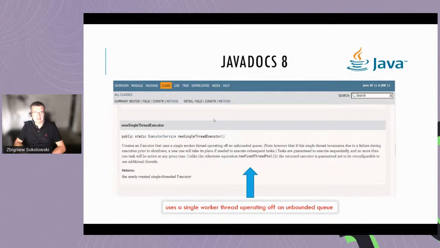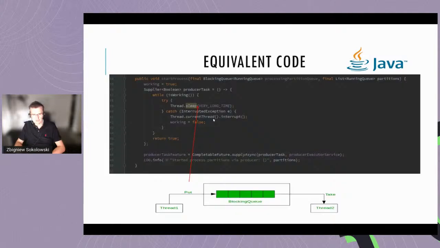So task, let me read from the middle of this text. Tasks are guaranteed to execute sequentially. No more than one task will be active at any given time. And this is a very important message, because it explains why it hung. And here I can show you what was in the demo.